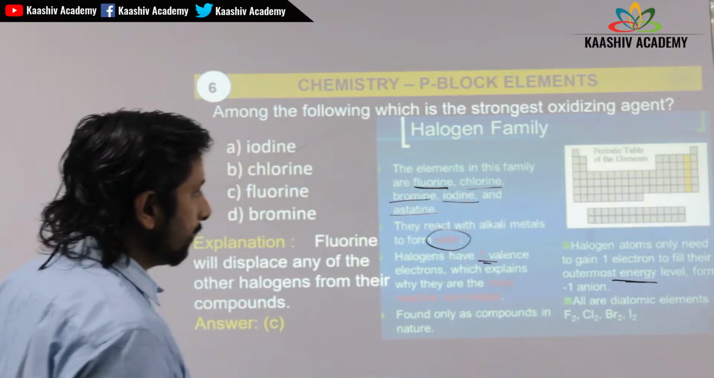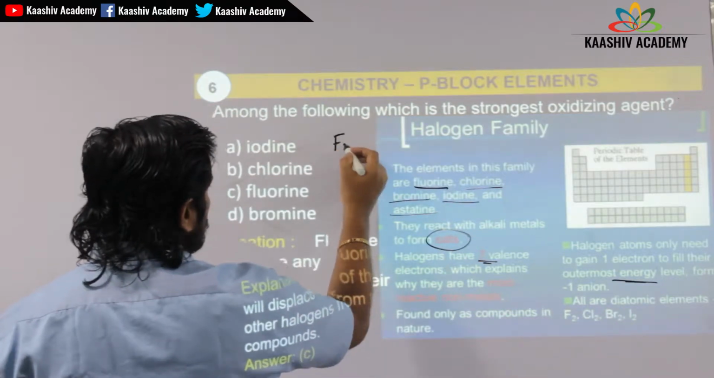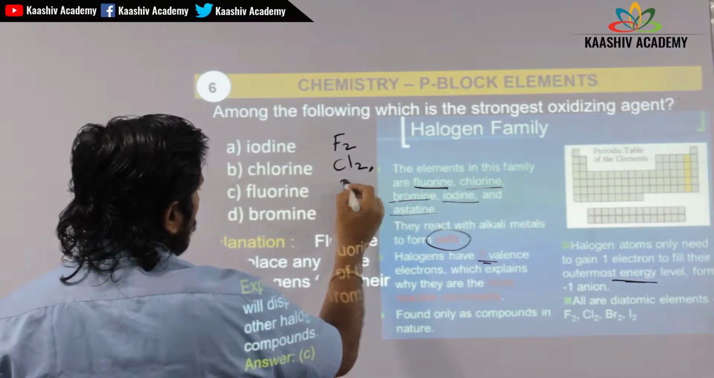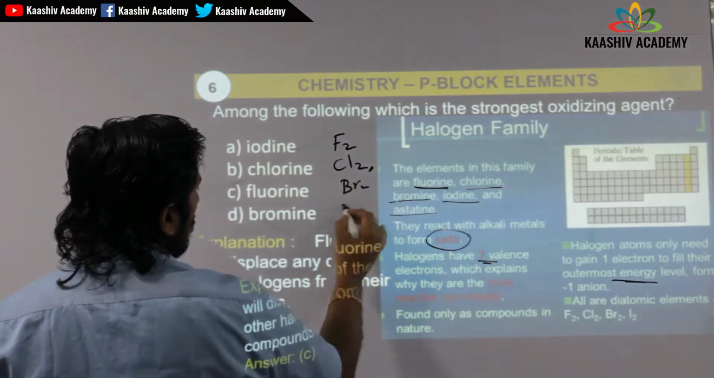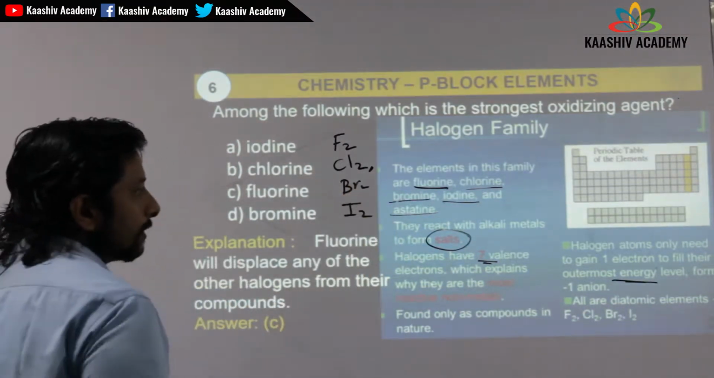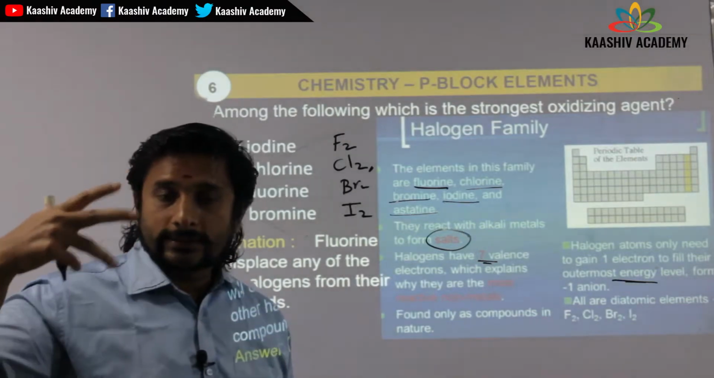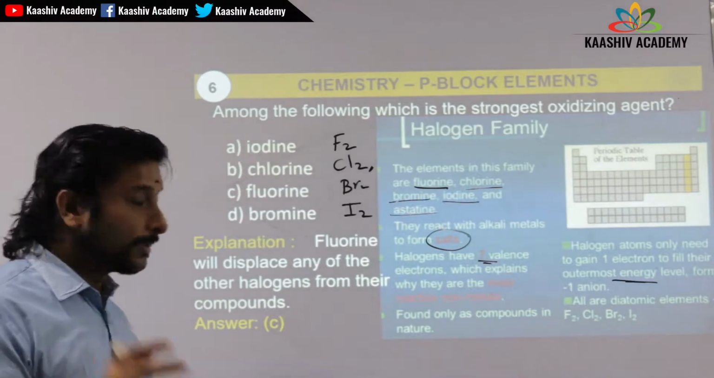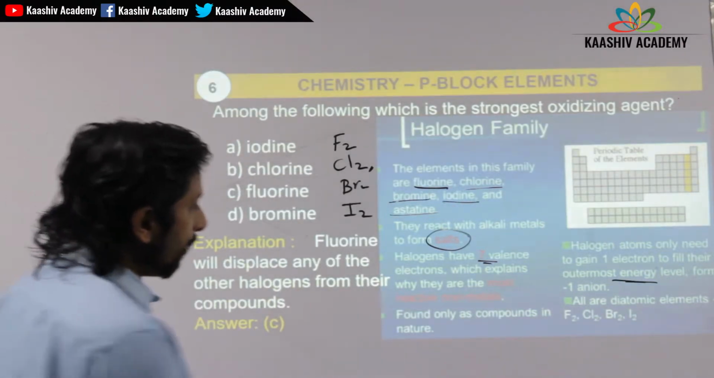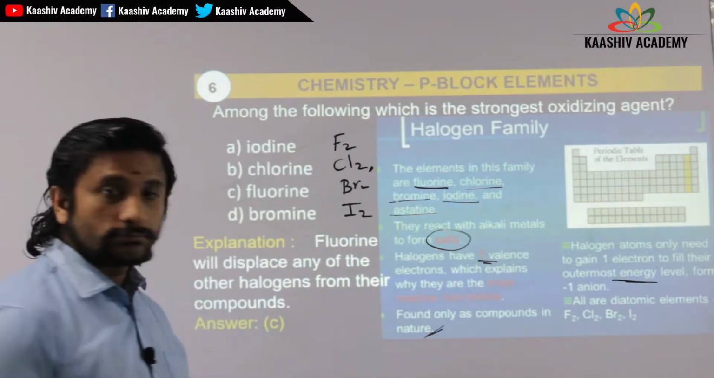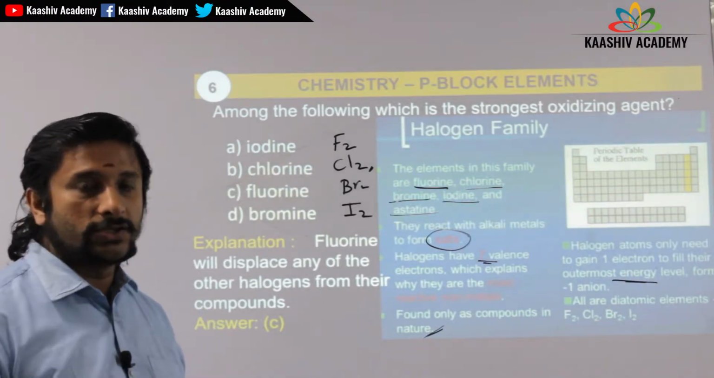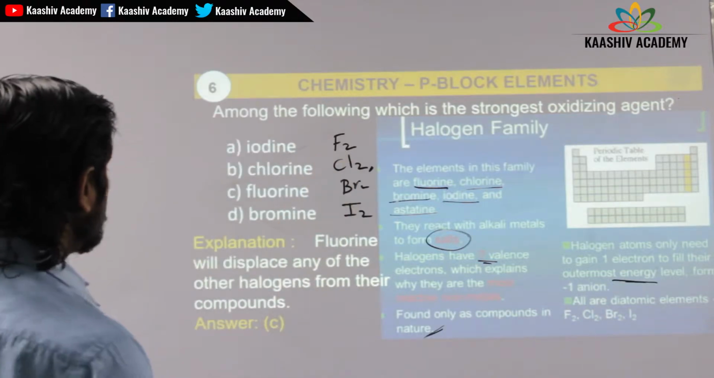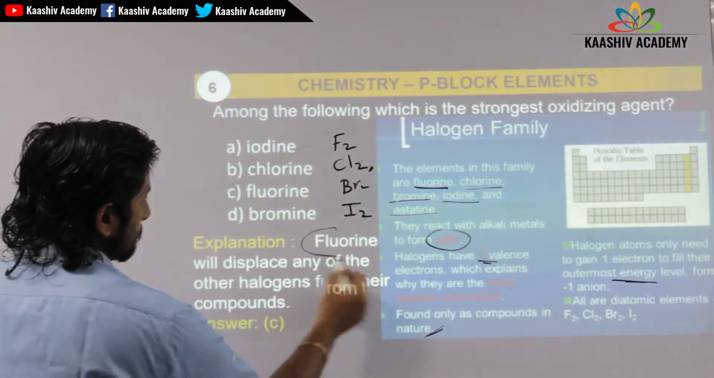What is diatomic? Fluorine exists as F2, chlorine exists as Cl2, bromine exists as Br2, iodine exists as I2. So this is their diatomic property. They are found in nature, and you are able to extract them from nature itself. Let's move on to the question. Now, which is a strong oxidizing agent? I've told fluorine, right? Yes.